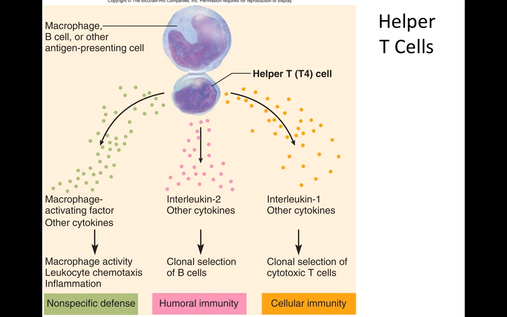When we get into disorders in a little bit, we're going to talk about HIV. And one of the reasons that HIV is so devastating is that its cellular target is the helper T. It effectively knocks out nonspecific defenses, humoral immunity, and cellular immunity because it targets the gateway cell into the immune system. Pretty much everything requires this helper T cell.